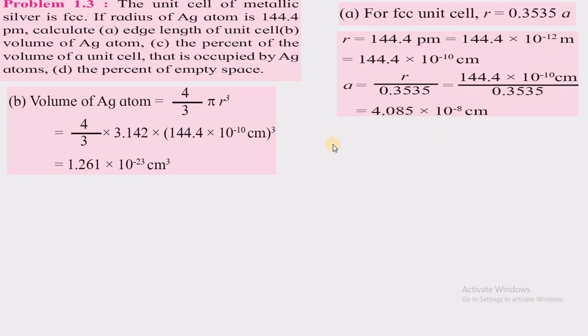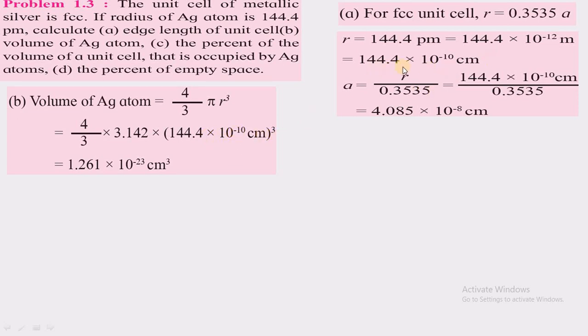By using A, we can now calculate the volume of Ag atom. For that, we will again require R, and we know these are spheres. Atoms are considered as spheres, and volume of sphere is equal to 4 by 3 pi R cube. Hence the value of pi is 3.142 into 144.4 into 10 raised to minus 10 centimeter cube.